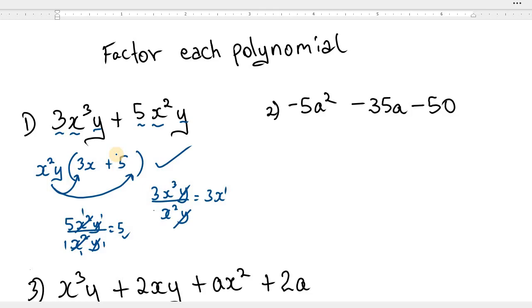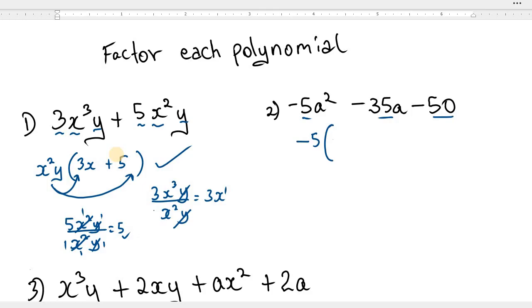Number 2, look to see if we have a common factor in all. We can take out the negative for sure. 5 can actually enter all of them, right? Any number ending with 5 or 0, 5 can enter. So we can take out 5. What about a? Well, a squared is here, a is here, but there's no a in the last term, so that's not a common factor to all.